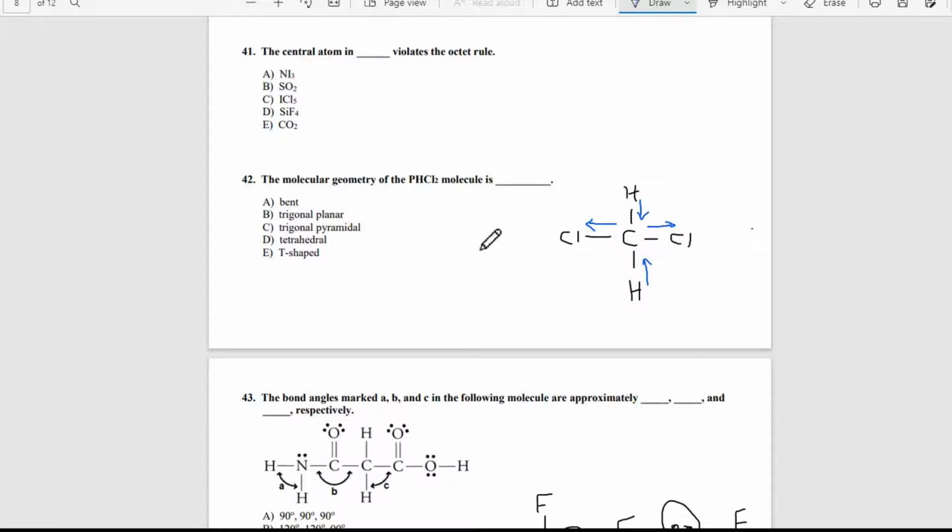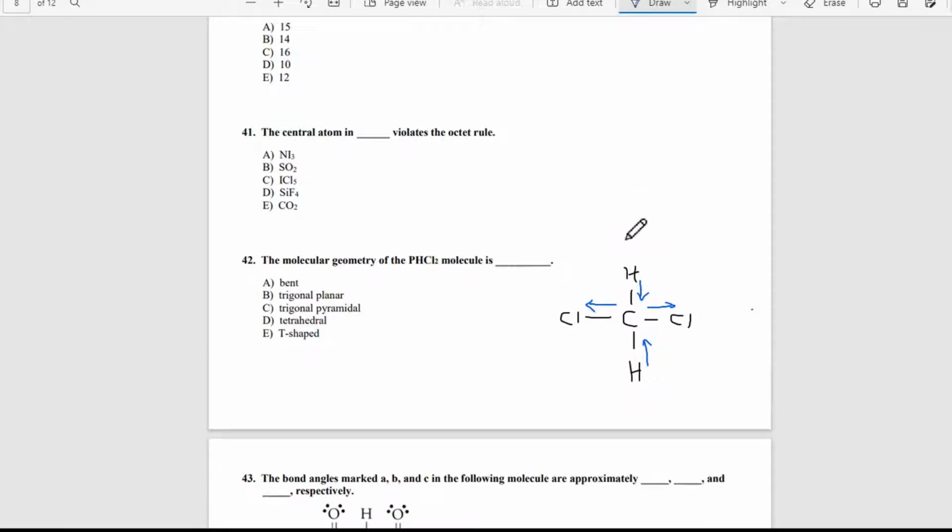That's true. The interesting thing is you can actually have a polar compound with nonpolar bonds, and you can have a nonpolar compound with polar bonds. Let me show you an example of that.